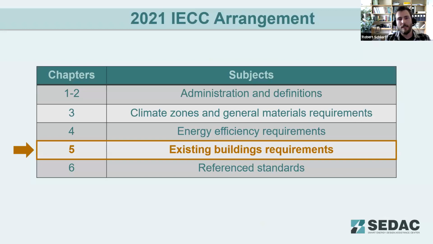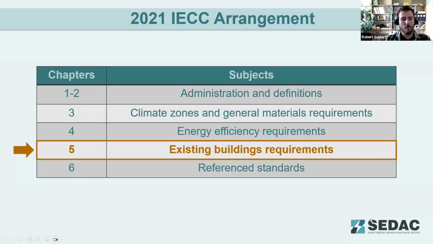So the 2021 IECC arrangement. We have chapters 1 and 2 that cover administration and definitions. We have chapter 3 that gets into climate zones and general material requirements. Chapter 4 gets into the meat of the energy efficiency requirements. And then where we are today, chapter 5 covers existing building requirements. So we are going to only be in chapter 5 today, with obviously some references back to chapter 4 for certain requirements, but we're going to walk through chapter 5 of the code.